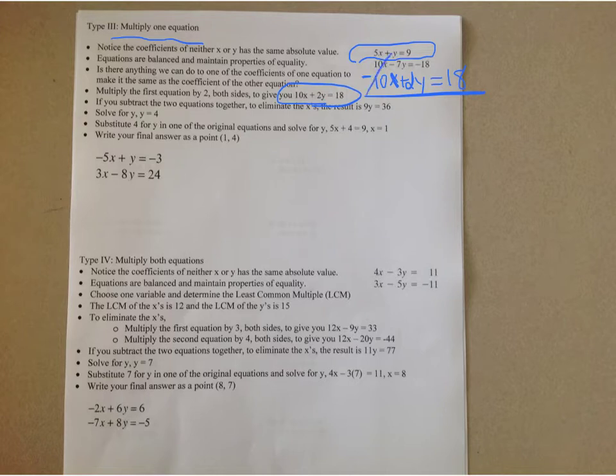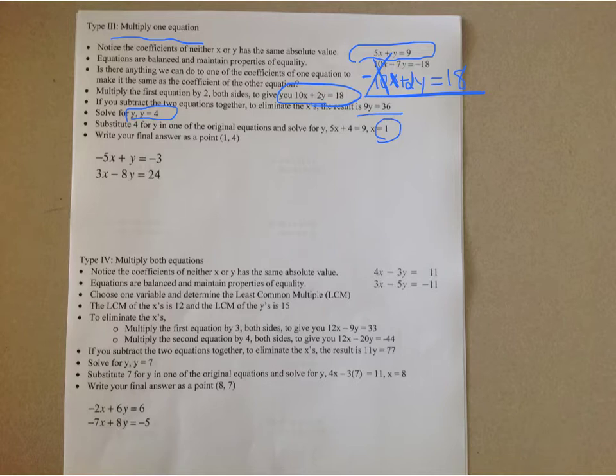Once you subtract, then you use a process of elimination. And you get 9y equals 36. You solve for y and you get y equals 4. You substitute 4 in for y in one of the originals to get x equals 1. And so your final answer is 1, 4.